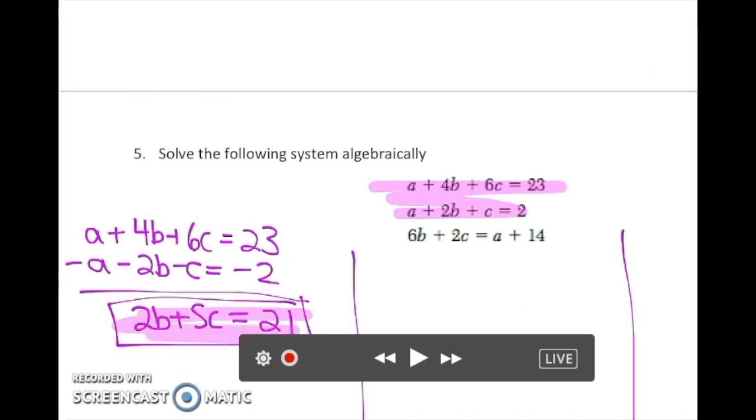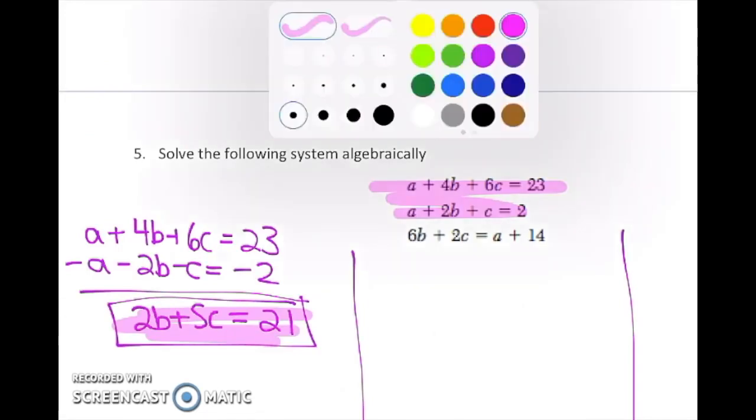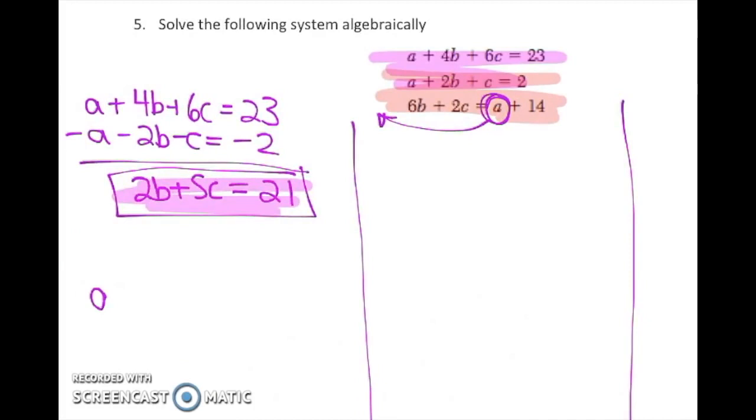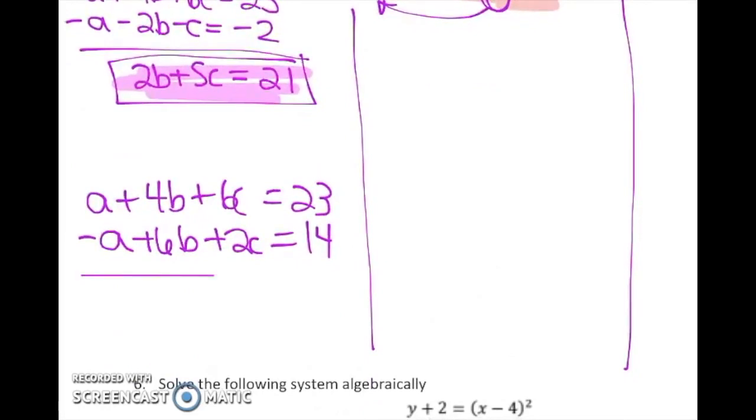And that's going to be the first equation I bring over into my second column. Now, for the second 2, I'm going to choose 2 other equations. So I'm going to use 2 and 3. And notice in the third one, a is over here. So I'm actually going to move that over. So this will be a plus 2b plus, or actually I think I used 1 and 3 on my key. So let me do that. So a plus 4b plus 6c equals 23. Negative a plus 6b plus 2c equals 14. And then I'm going to add down. So 10b plus 8c equals 37.